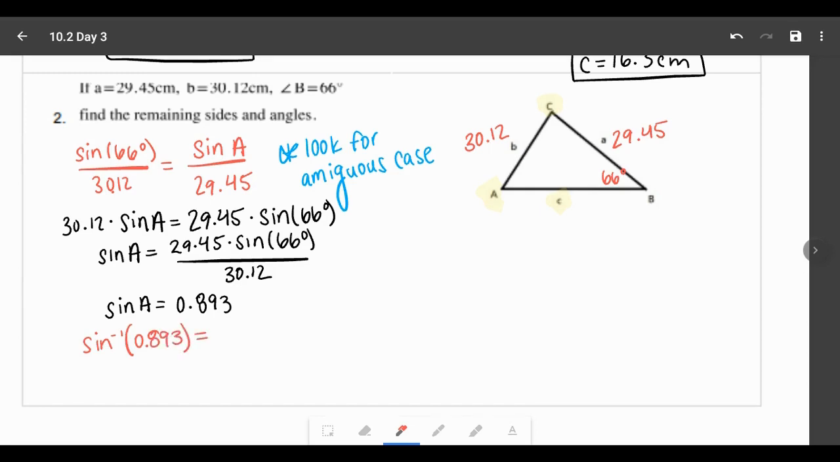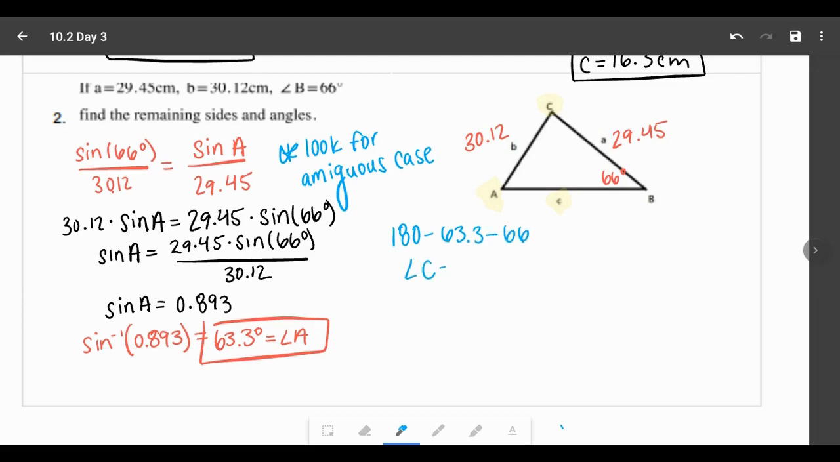In order to get angle A, and when I do that, that is approximately 63.3 degrees. Okay, and I know this is angle A, and we'll label that. Now that I have angle A, remember all three angles of a triangle add up to 180. So I'm going to do 180 minus angle A we just found, and minus B.